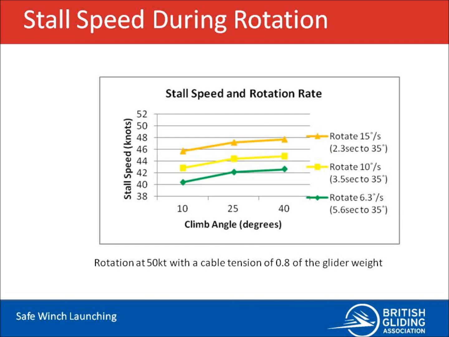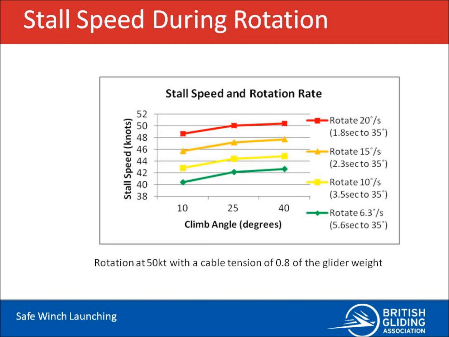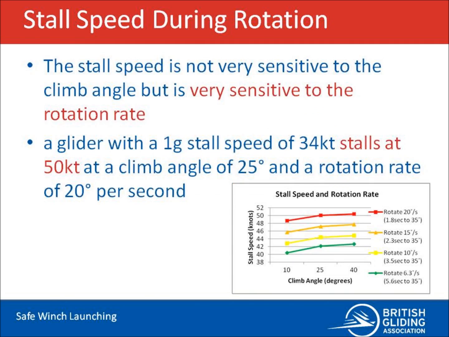Rotating at 20 degrees per second pushes the stall speed up to around 50 knots. The resulting stall is an accelerated stall. This can lead to auto-rotation, which may turn the glider upside down so it hits the ground with the cable still attached. As we can see, the accelerated stall speed during rotation is dominated by the rotation rate. Cable tension and climb angle only slightly affect the stall speed during rotation.